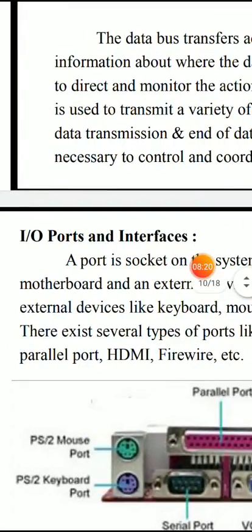The next part is I/O ports and interfaces. I/O stands for input and output. Ports are nothing but sockets where external devices can be connected to the computer system. Similarly, interfaces are nothing but a set of cables that are used to connect various devices with the computer system.